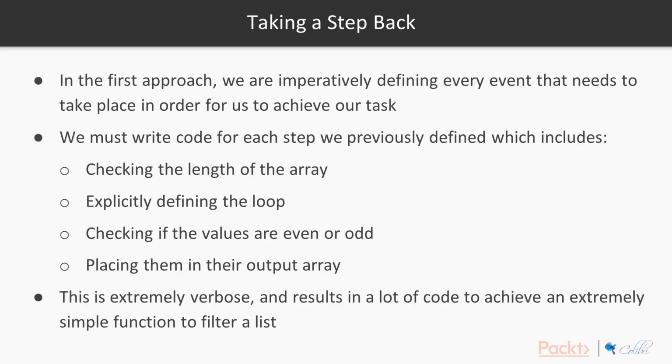So let's just take a step back for a second. In the first approach, we're imperatively defining every event that needs to take place in order for us to achieve our task. So we go through and we write an exhaustive list of computational steps that need to happen in order to perform the task that we want. And we have to write code for each step we previously defined, from checking the length of the array to explicitly defining the loop, all the way through to checking if the values are even or odd, and then placing them in their output array. This is really verbose, and as we've seen, it results in a lot of code to achieve an extremely simple function, which is just to filter a list of values.